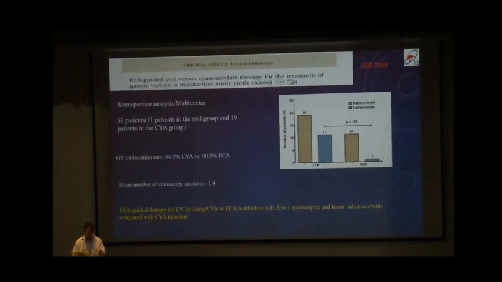When you used EUS-guided coil versus endoscopy, it was seen that in 30 patients, the gastric varicose obliteration was 94% in the EUS arm and nearly 91% in the endoscopy arm. So they thereby said that the EUS arm required fewer endoscopies and lesser adverse events, though the number of adverse events in this group was only 6% in the endoscopy group as compared to the EUS group.